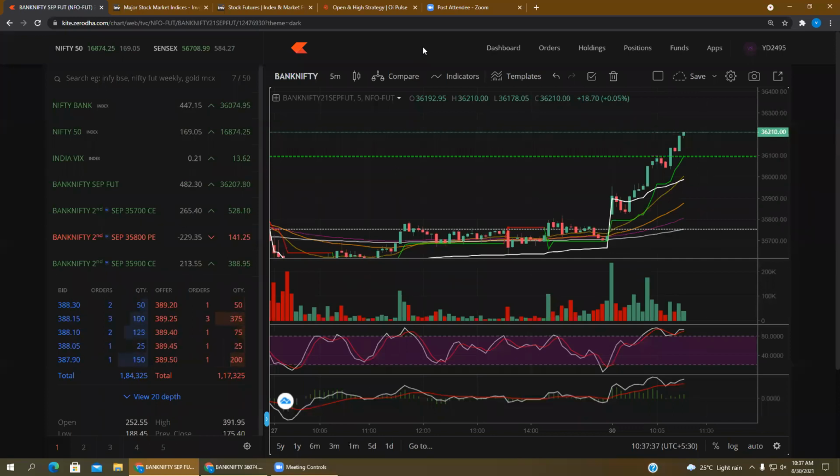Okay, good. Now this is 390. Let it go. Let it run. Sure. The overnight positions, if we would have held, would have given me good profits.